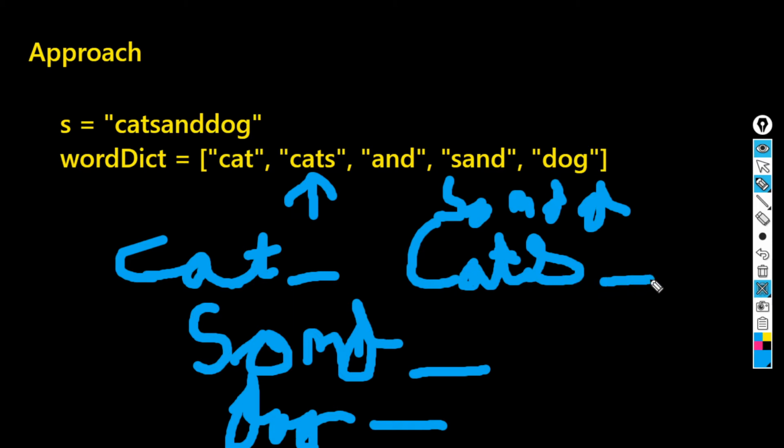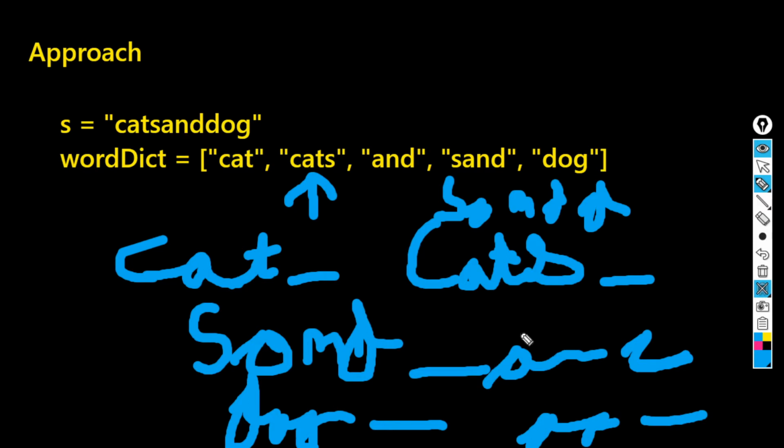So in this case also we will do the same. Cats will go, then we'll insert a dash, then sand, then a dash, then dog, and then at the end dash, and then we'll combine. So basically what we have to do is traverse the whole string. So this is a simple part. This can easily be done by using backtracking. If you know about backtracking, you can easily do this.